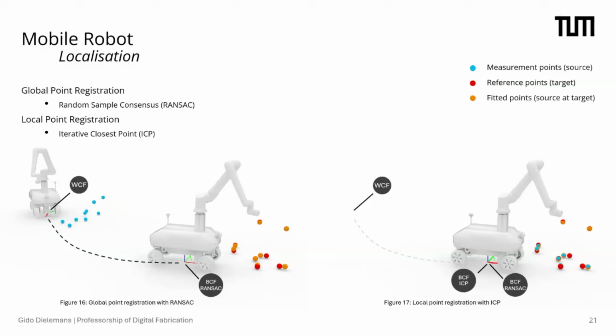And as a result, we have a second one, which is maybe one that you're more familiar with, the ICP, the iterative closest point. And this makes a fine adjustment. That's why you can see these 2 frames at the bottom there. So from this, we get our base location.